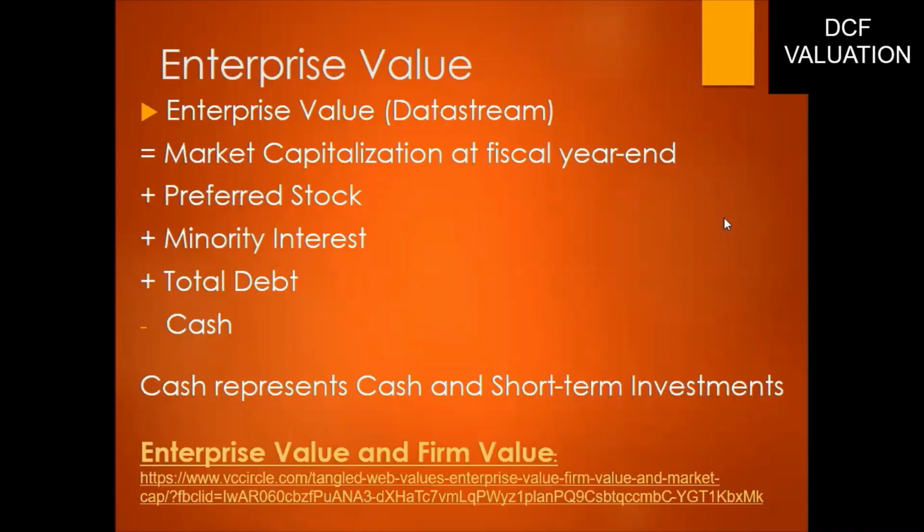Again, we arrive at the present value of operating assets, which is equal to the enterprise value. So from the enterprise value, how do we arrive at the equity value? We have to deduct preferred stock, minority interest, and the market value of debt. But we have to add back cash and cash equivalents to arrive at the market value of equity.